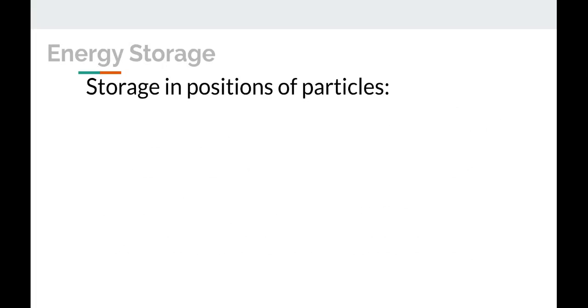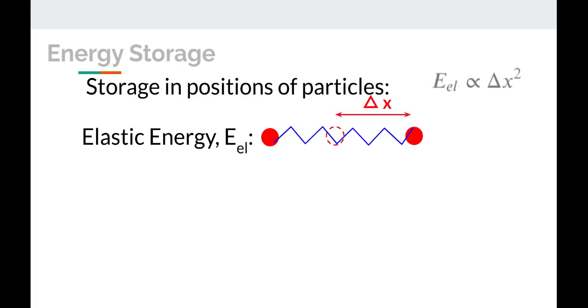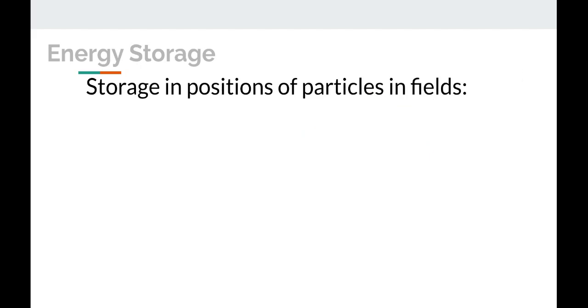And then there's positional energy storage, storage in the positions of particles. This could be elastic energy. Elastic energy is stored when an object that is deformable in an elastic way, in other words, it will go back to its original position, gets stretched, or gets compressed. And the amount of energy storage is going to be proportional to how much that stretching or compressing occurred. Not a big deal in chemistry. We're not going to see that very often. And then there's also positional energy storage in the positions of particles in fields.